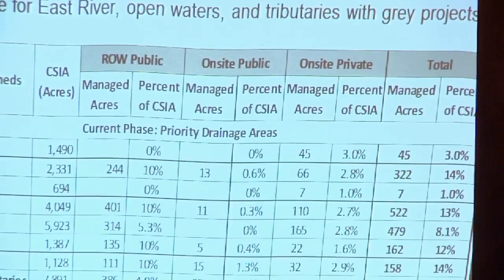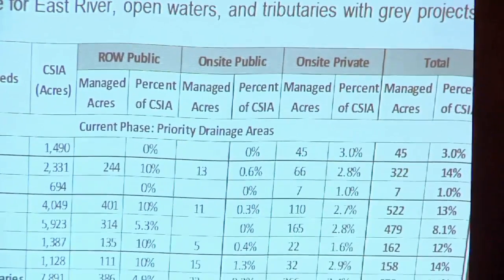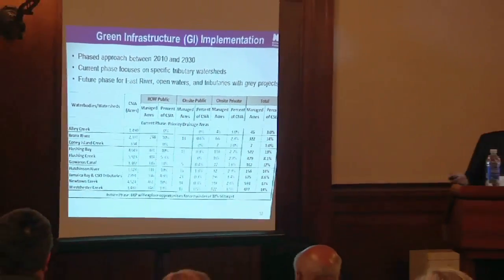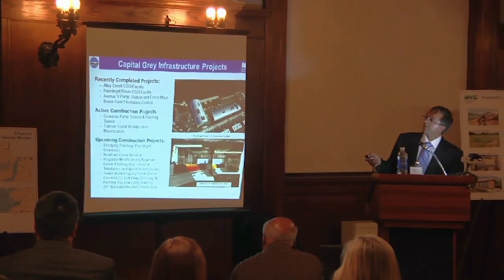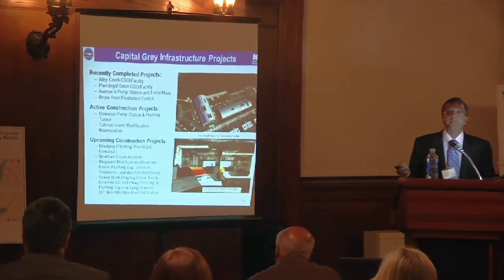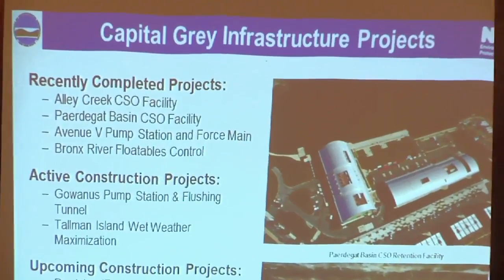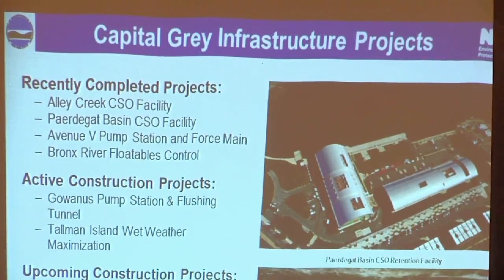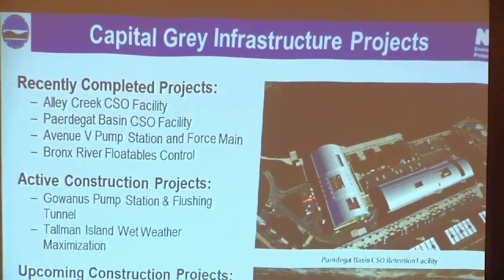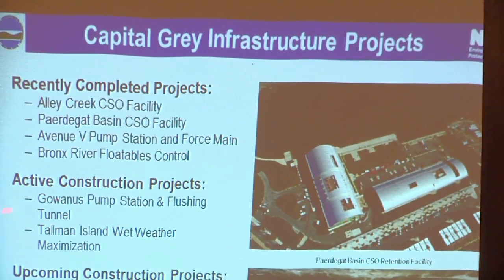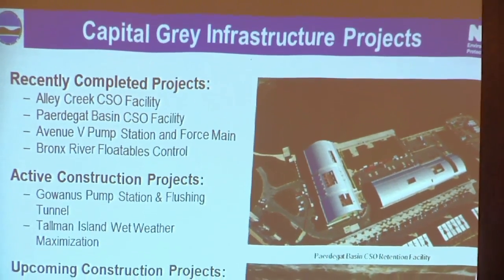The future status will involve the remainder of the 10% impervious cover that we need to manage. It also includes the capital gray infrastructure projects that have already been committed. This is a series of those, the ones that have already been built, like the Paragat Basin here, Alley Creek Retention Facility. Then there are those going through active construction, like the Gowanus Pump Station, and then upcoming construction projects also.